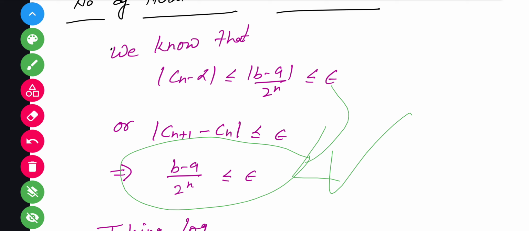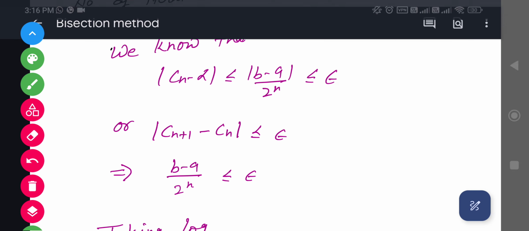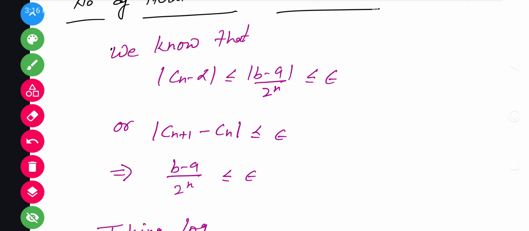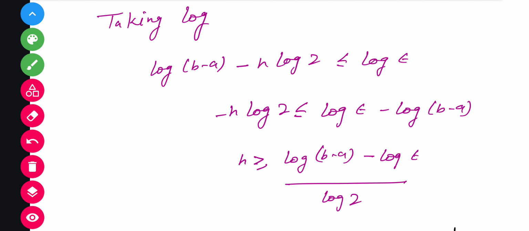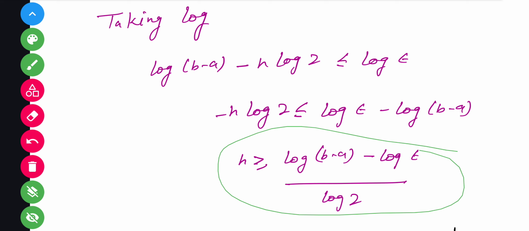And now from this we can derive the formula for n. If I take log on both sides and calculate the expression for n, then I will find this expression. So this is the value of n, that is, how many iterations I need to do to calculate the root of an equation by using the bisection method.